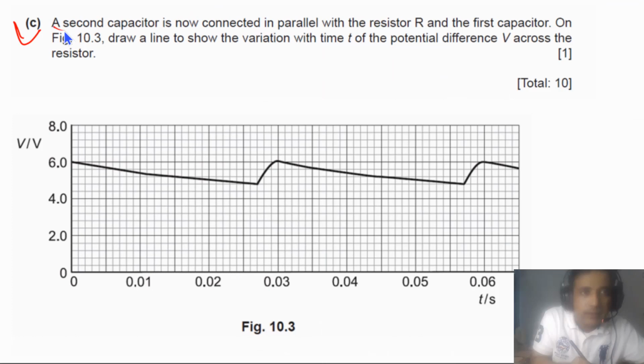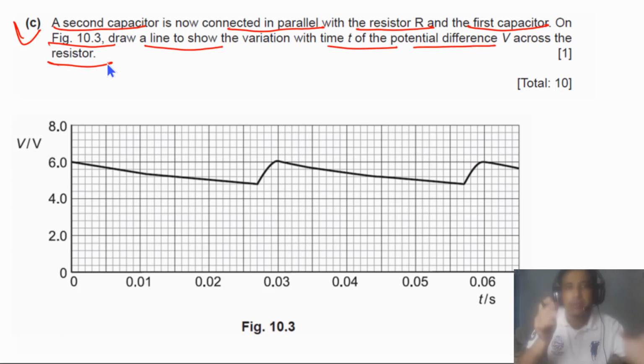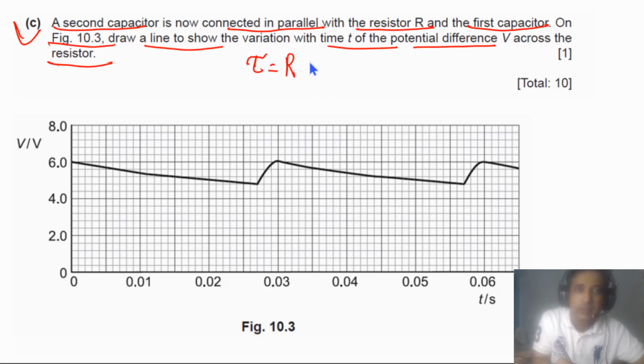Part C says a second capacitor is now connected in parallel with the resistor R and the first capacitor. On figure 10.3, we need to draw a line to show the variation with time t of the potential difference V across the resistor. So in this case, we have connected another capacitor in parallel with the first capacitor. When two capacitors are connected in parallel, capacitance increases. So now we need to understand the effect of increasing capacitance on the time constant. If capacitance increases, the time constant has to increase because R is constant.